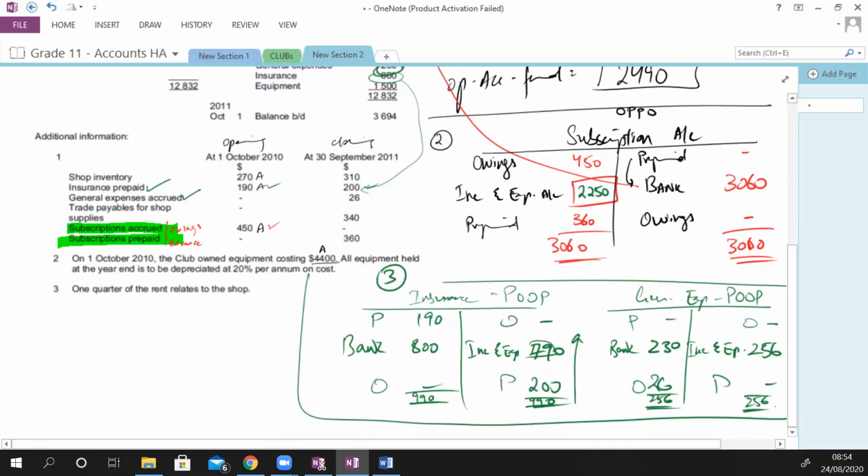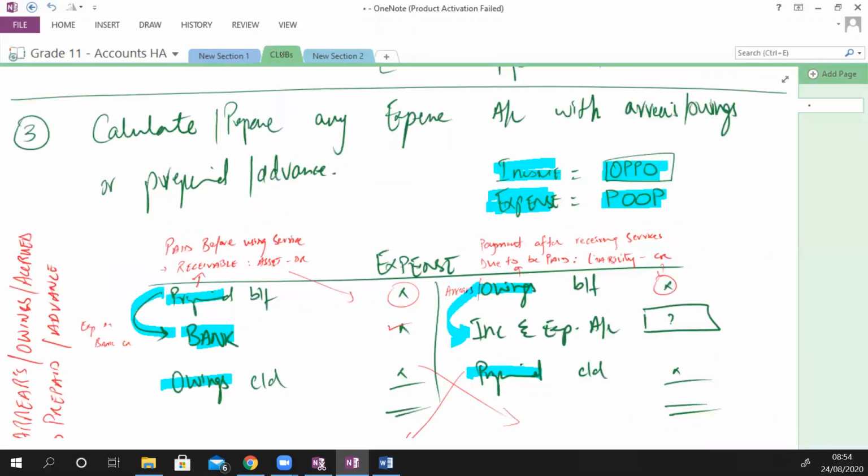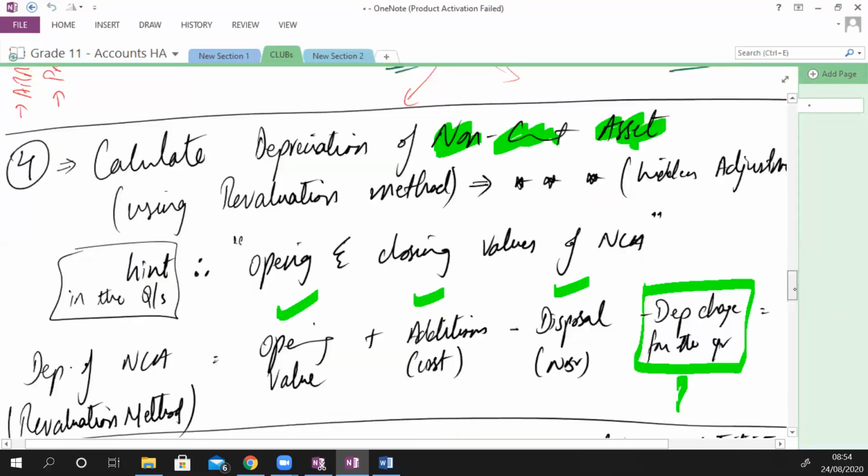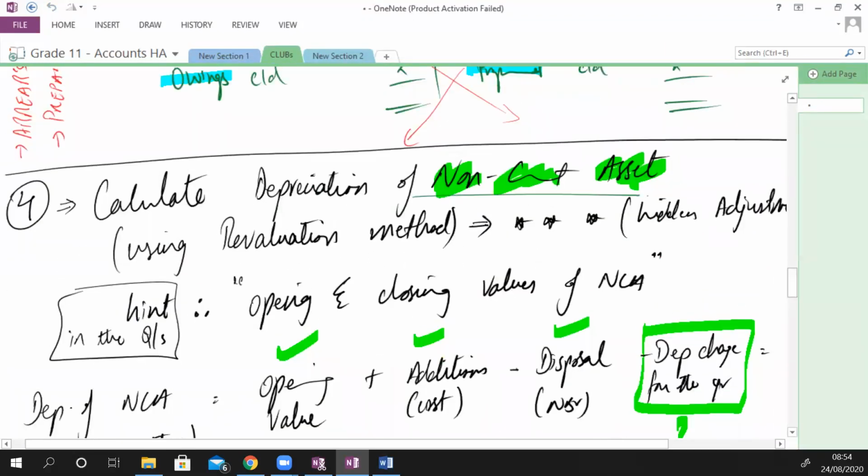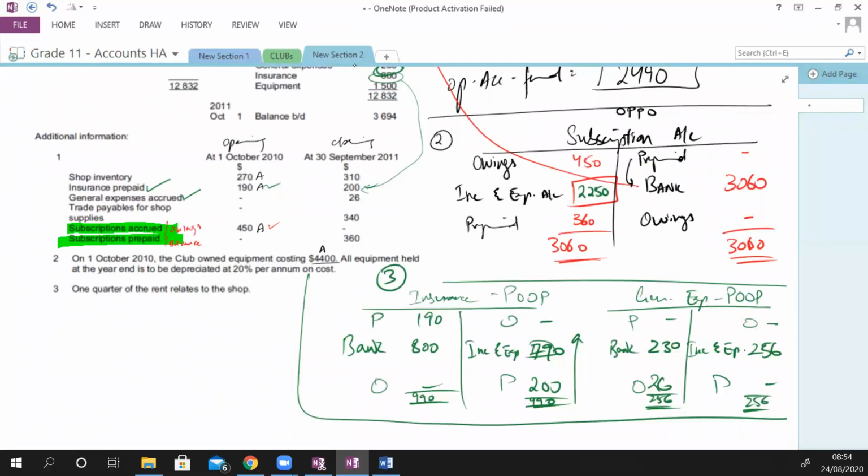चलो जी, थर्ड स्टेप भी हो गया। Let's look at step number 4. Calculate depreciation of non-current assets. अच्छा, यहाँ इस क्वेश्चन में particularly depreciation का rate given है, तो we don't have to use the revaluation method.